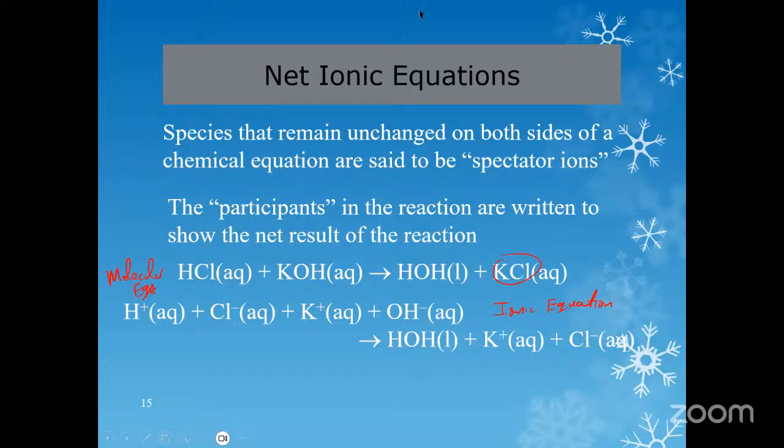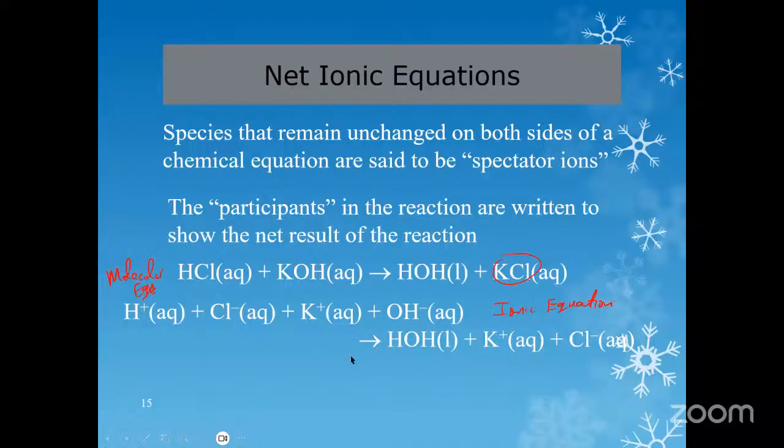So now we're going to get to what we're working towards, the net ionic equation. How do we get the net ionic equation? As I said before, we need to identify what are called the spectator ions. The spectator ions in the ionic equation remain unchanged as you go from left to right.